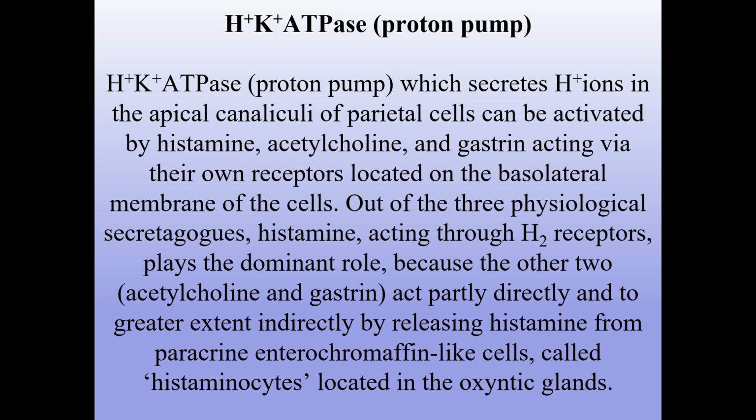Out of the 3 physiological secretagogues, histamine, acting through H2 receptors, plays the dominant role, because the other 2, acetylcholine and gastrin, act partly directly and to greater extent indirectly by releasing histamine from paracrine enterochromaffin-like cells called histaminocytes located in the oxyntic glands.